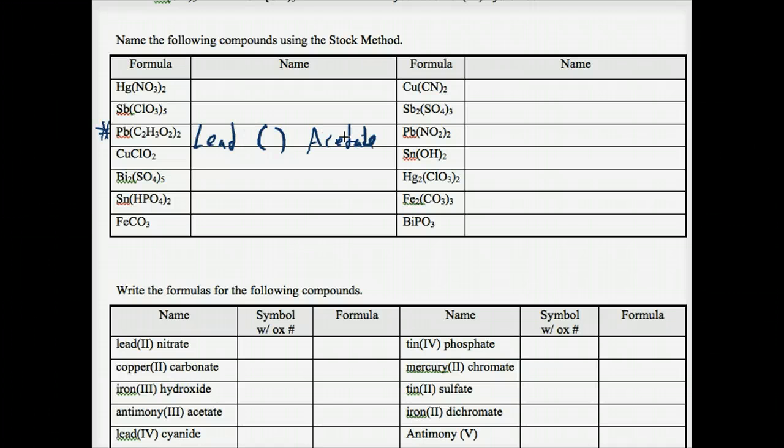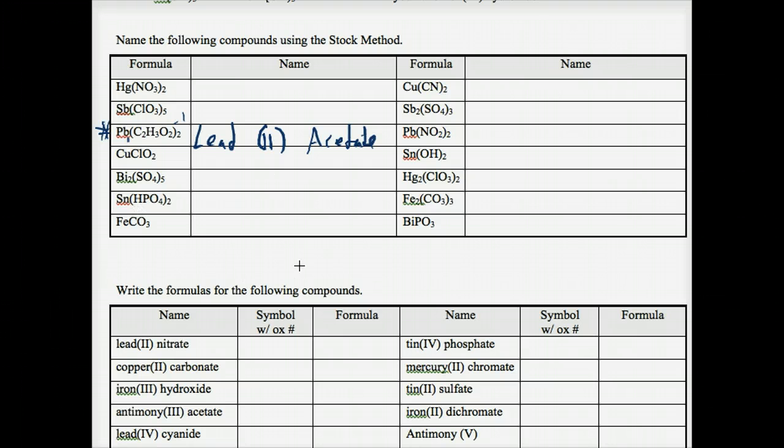We're on the right path here. The only hard part now is to find out what Roman numeral we're going to use. And the procedure for this is actually the same as it was before when we were doing binary namings. You have to know that acetate is -1. If acetate's -1, my overall charge here is -2. And because I only have one lead, that means my Pb must be +2. So it's lead 2 acetate.